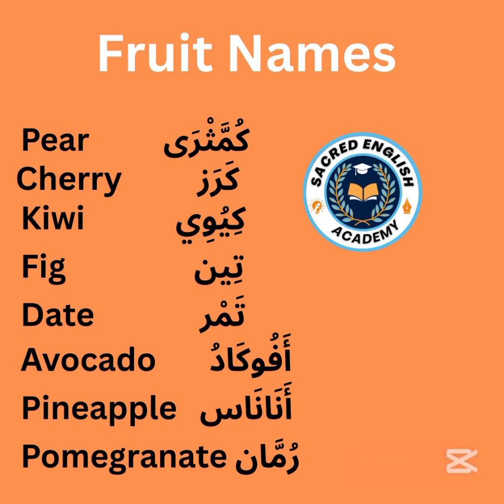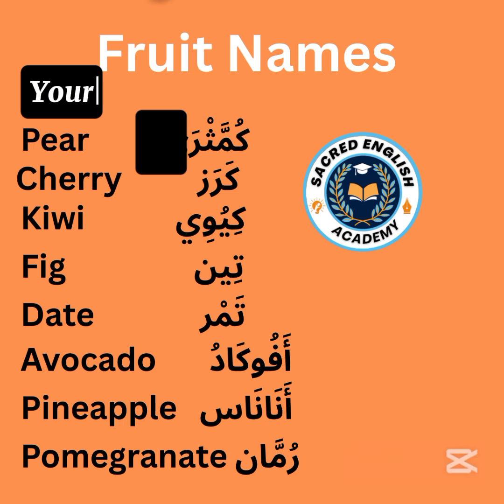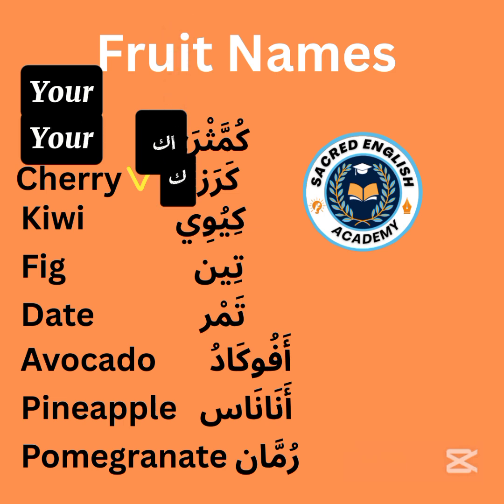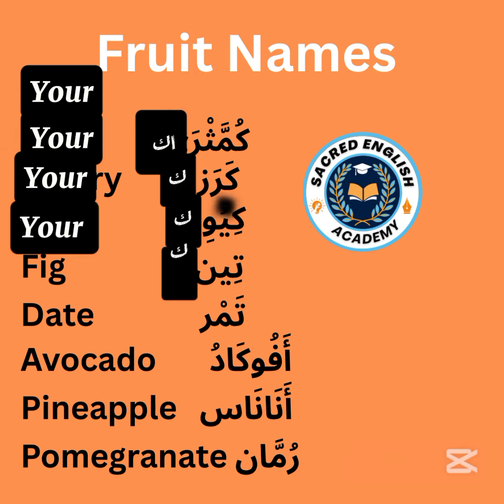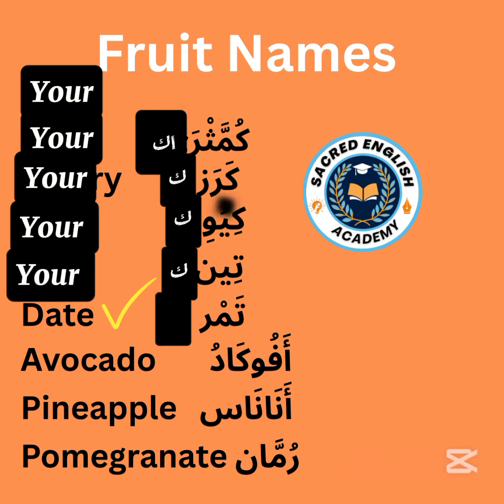For example, pear, kumathara. Your pear, kumatharaka. Cherry, karaz. Your cherry, karazuka. Kiwi. Your kiwi, kiwika. Fig, teen. Your fig, teenuka. Date, tamr. Your date, tamruka.